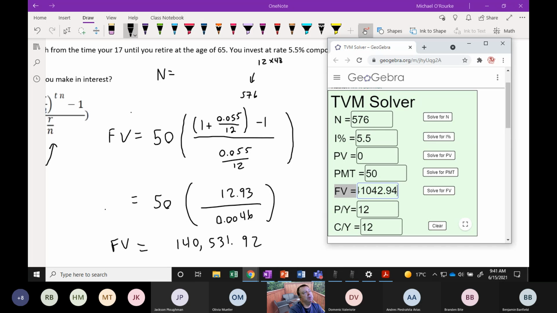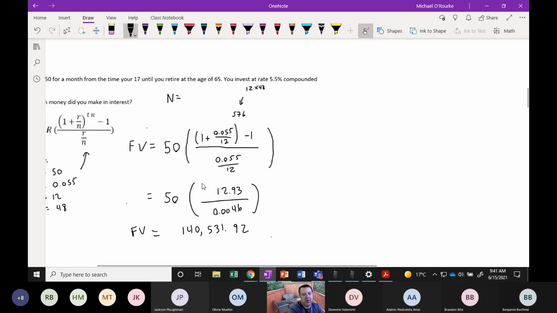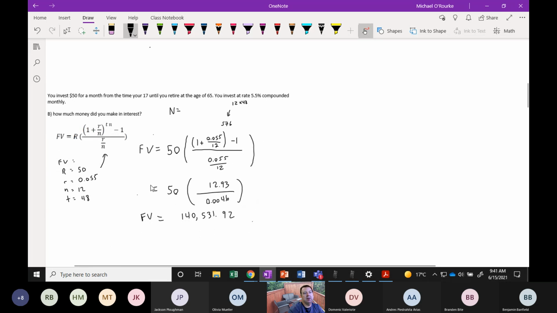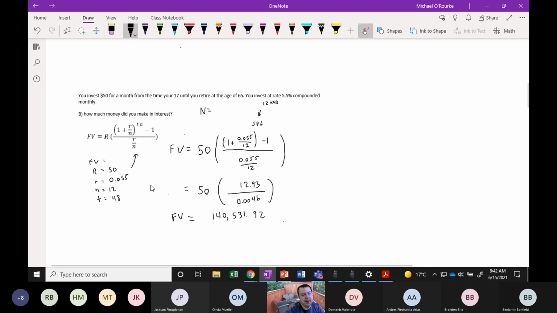For the people who use the TVM solver, were you able to get this answer? Did your screen match what I wrote? And the people who did the calculation, did you get approximately the same answer I got? Yes, no, maybe so? Yes, good. Okay. Now, my second question here is, yeah, that's okay, Yosan. Olivia, we're all within rounding numbers here.